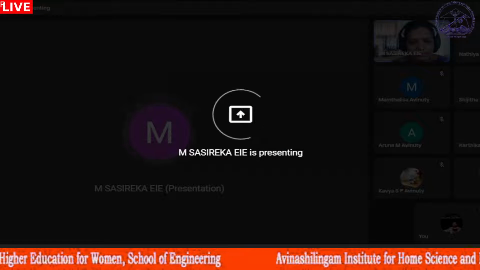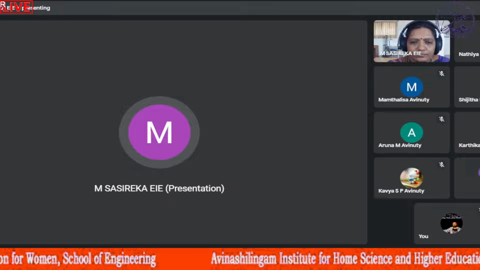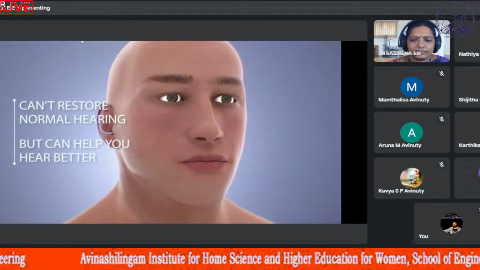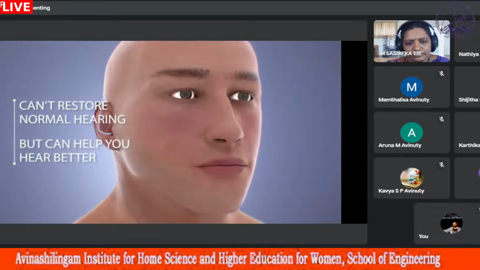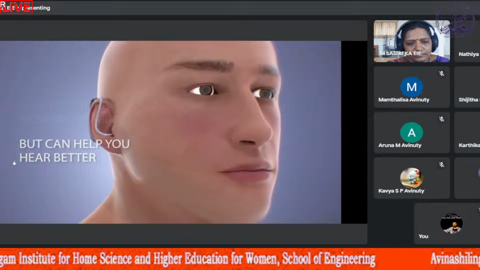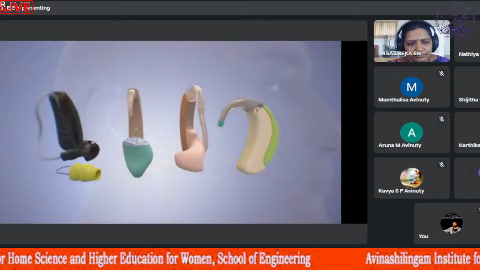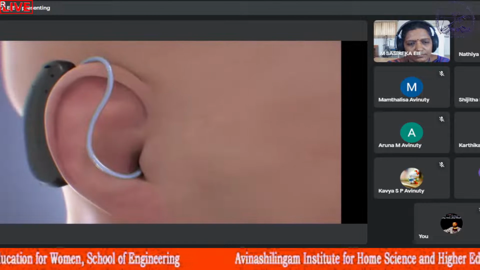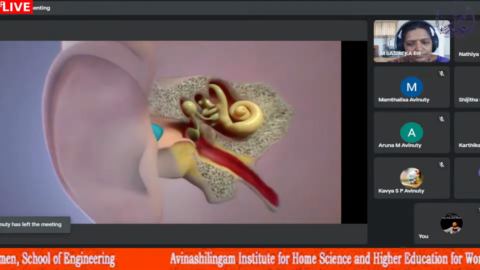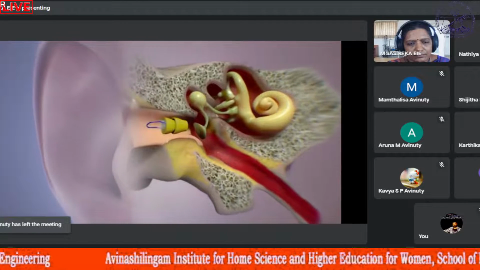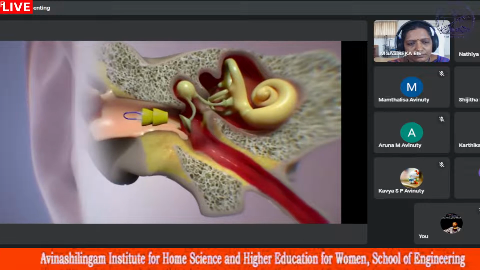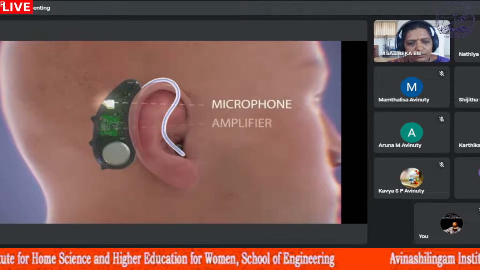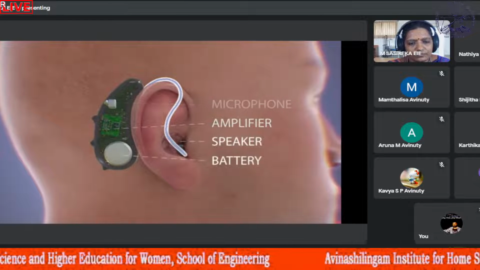Hearing aids are small electronic devices that amplify sound. While they can't restore normal hearing, hearing aids can help you hear better by making certain sounds louder in both quiet and noisy situations. Hearing aids come in several styles that fit in or on your ear in different ways, including behind the ear, in the canal, and completely in the canal. While the style may vary, all hearing aids have the same basic parts: a microphone, amplifier, speaker, and battery.